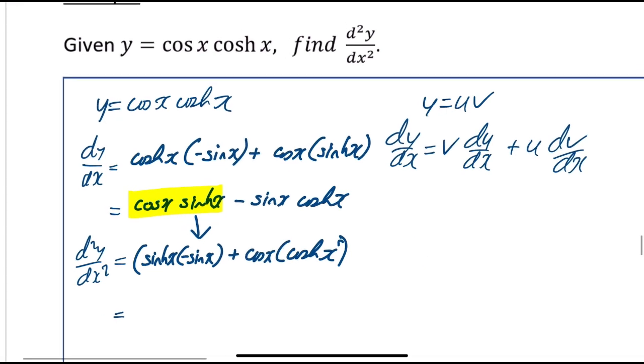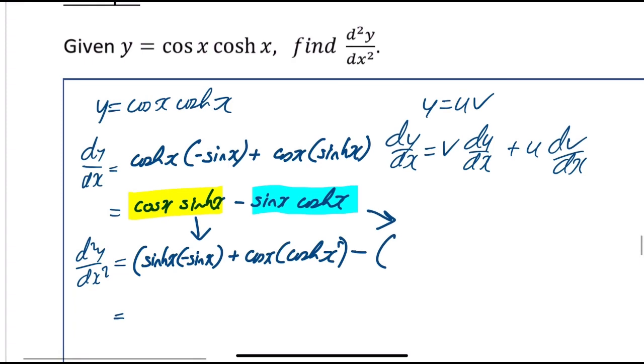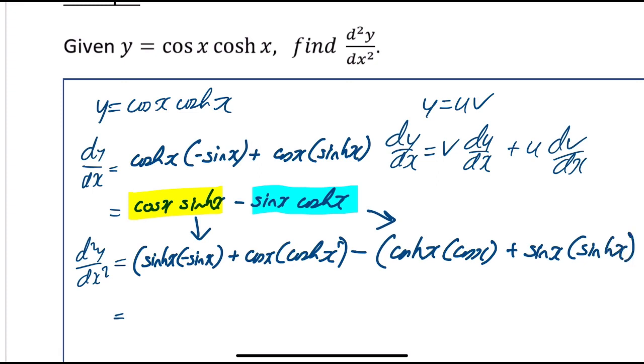And then to do the next one, we'll now differentiate this bit. So it was a minus in between these brackets. And we'll write down our v first of all. That's hyperbolic cos of x times our du, which is just going to be cos of x. And then your u, which is going to be just sine of x, times hyperbolic sine of x. And then just sort that all out.